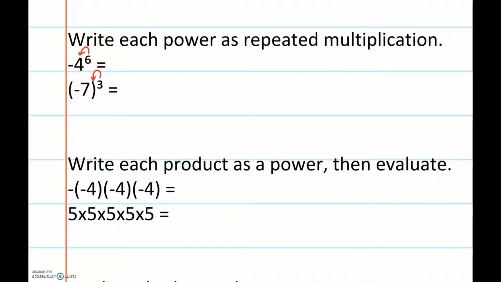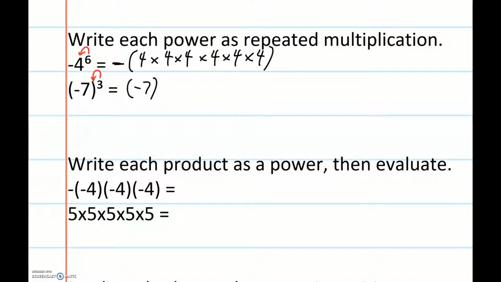Okay? So with the 6 talking about the 4, we're going to take the negative out, and we're going to do the 4. So 4 times 4 times 4 times 4 times 4 times 4. Okay, so the negative is outside of the brackets, and then we do that. With the second one, the 3 is talking about the bracket, which means that we're talking about the entire thing. So it's from the first bracket to the end bracket. So just be aware of that.